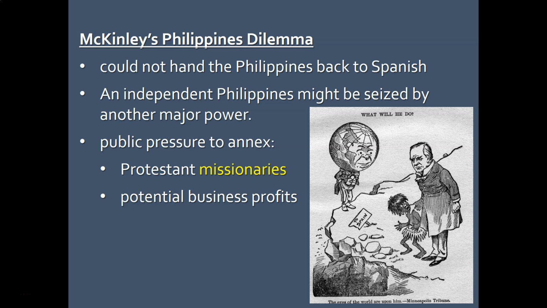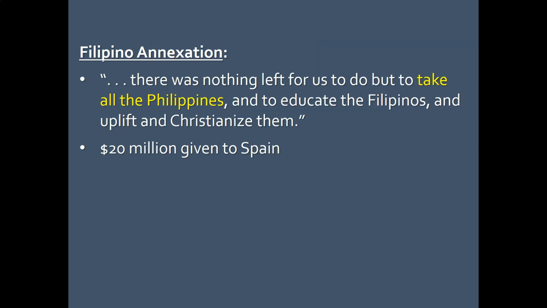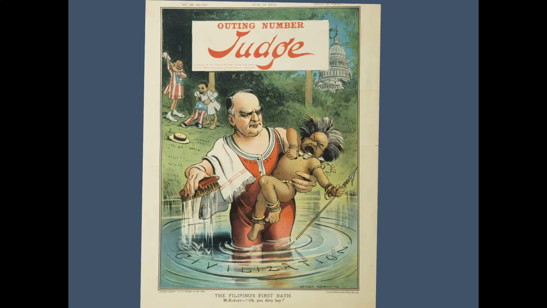What do we do? And his story is that basically God spoke to him and told him that they had to take over the Philippines, that we just had no choice but to take the Philippines, educate the Filipinos, and Christianize them. And after that, he said, he went to bed and slept peacefully. Now, to take the Philippines, though, and all those other possessions like Puerto Rico and Guam, we're going to give the Spanish $20 million. Okay.